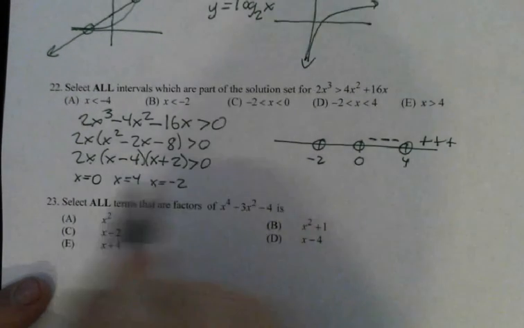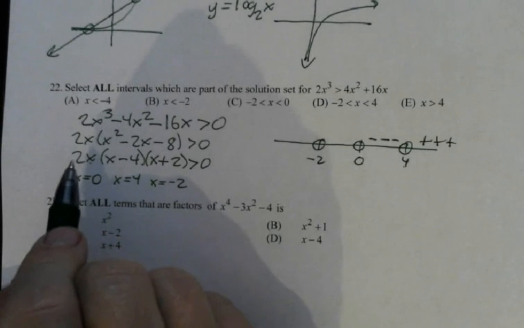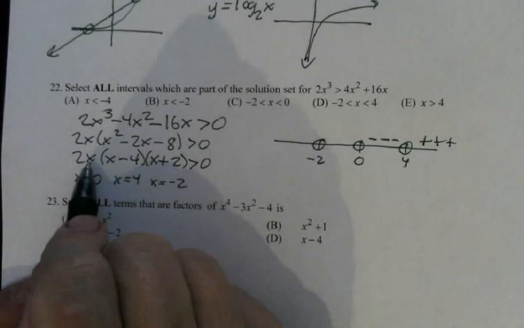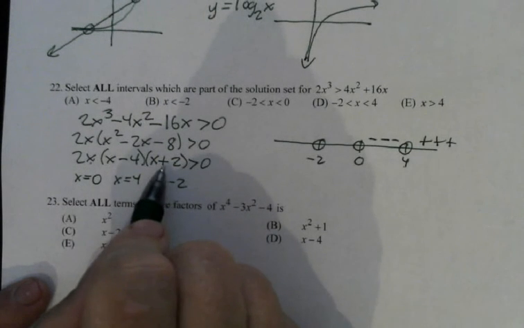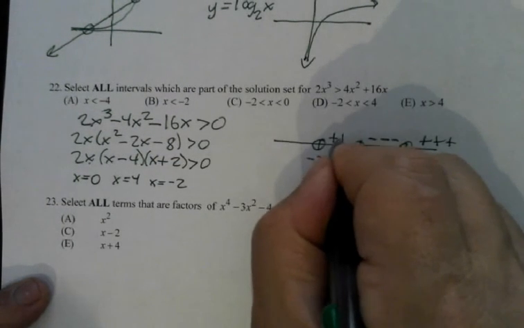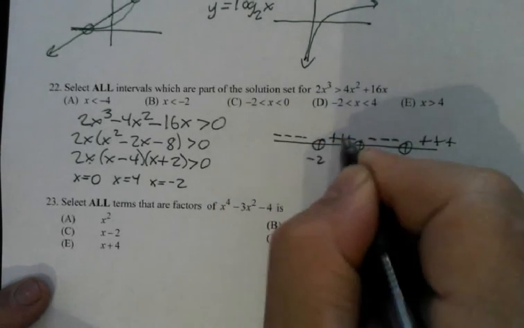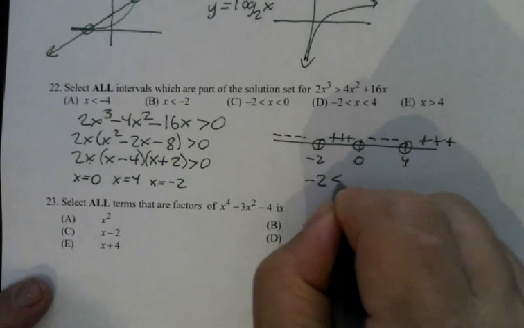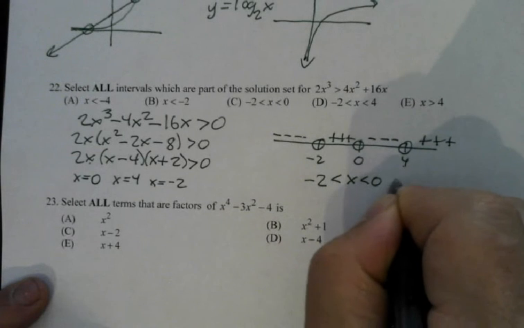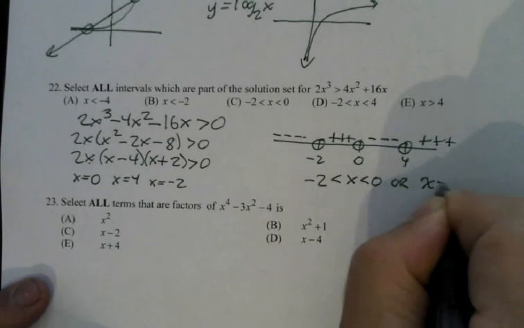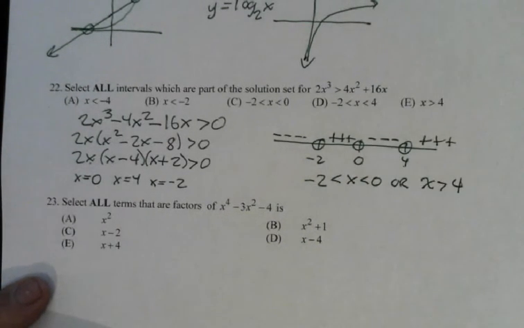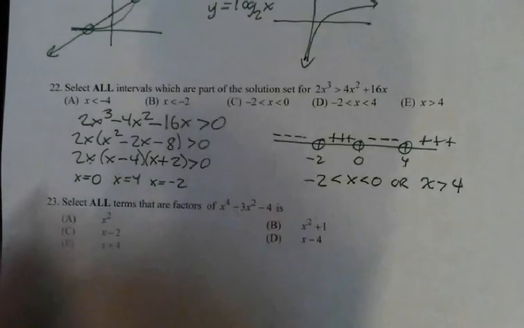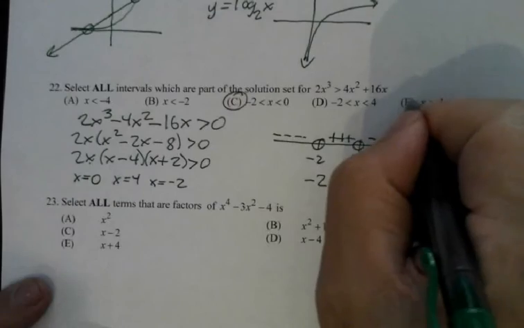If I plug in -1, I get -2 times -5. So negative times negative is positive. -1 plus 2 is a positive. That one's positive. And if you checked with -3, we'll see that one's negative. I'm looking for where it's greater than 0. So I'm looking for the positives. So I get -2 is less than x less than 0, or x is greater than 4. So I want to know all the ones that actually work. Well, that's this one and that one.